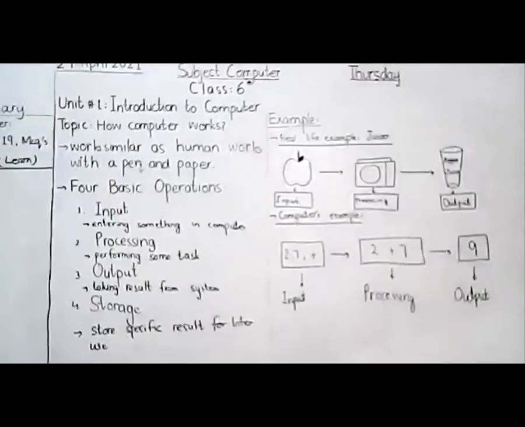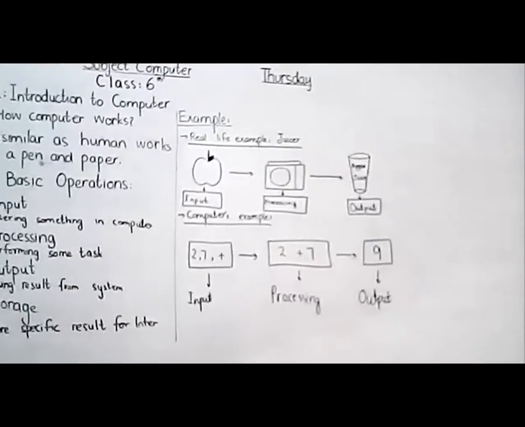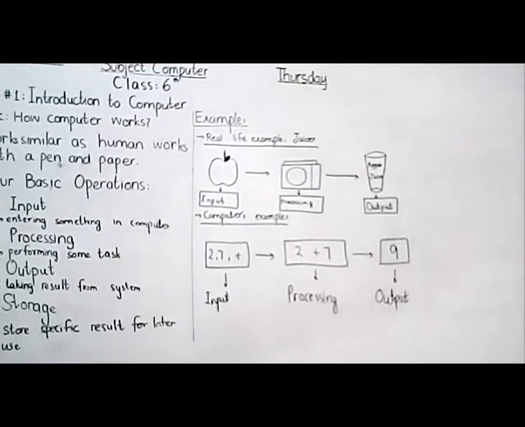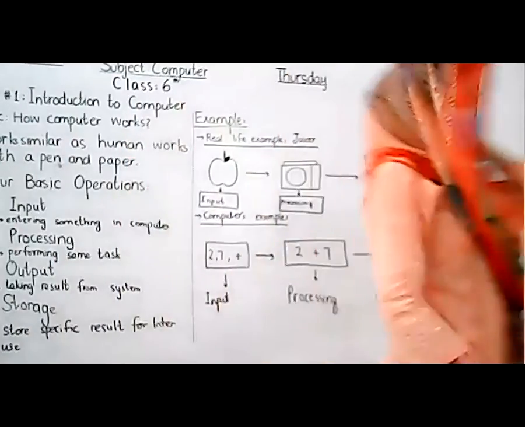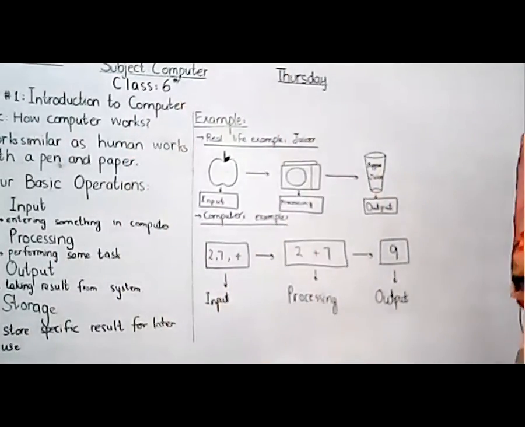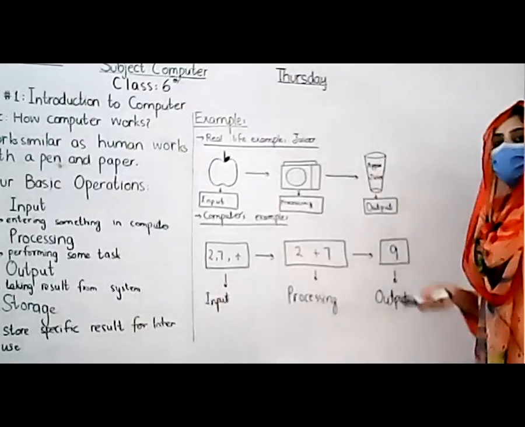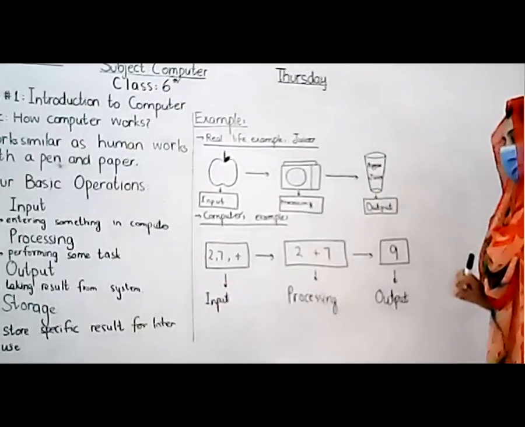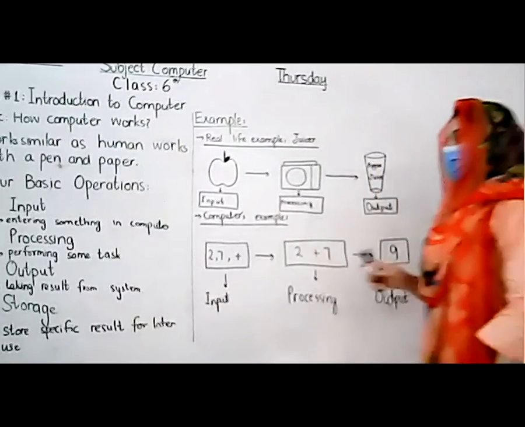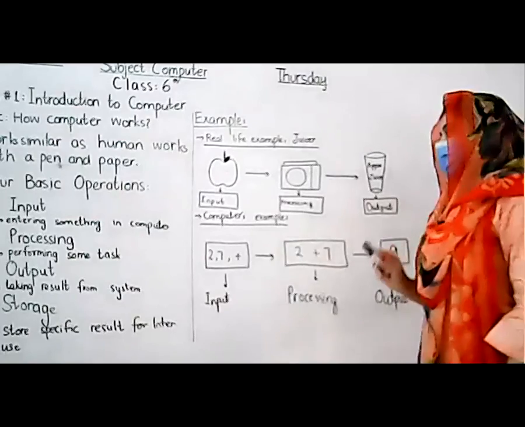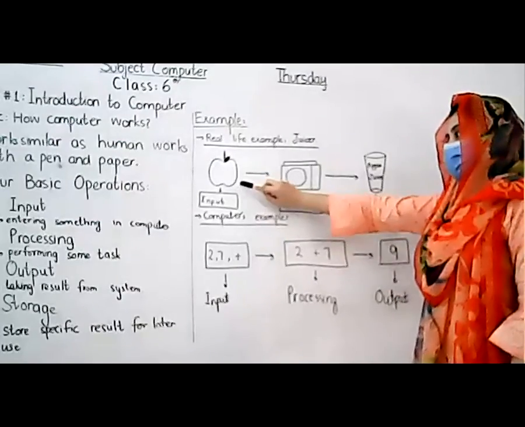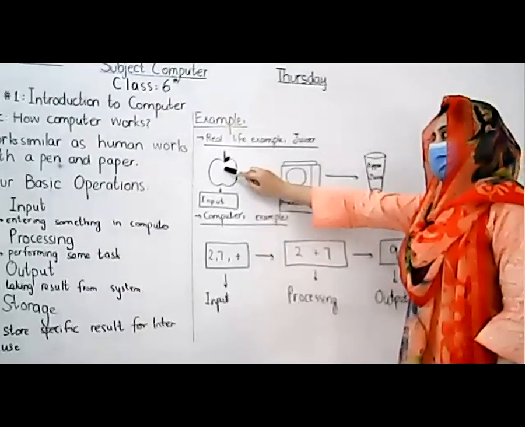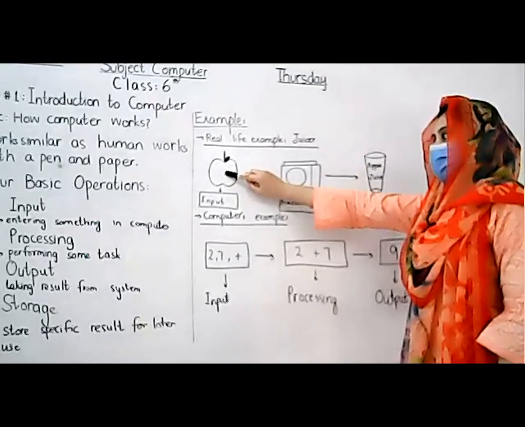Okay, now we will get 2 examples to understand the processing of a computer system. First of all, we will take a real life example, then we will go for a computer system related example. So I will start with the real life example. For example, you want to drink apple juice. First of all, you have to take an input, which is the apple in this example. So first of all, you will have to get the apple.